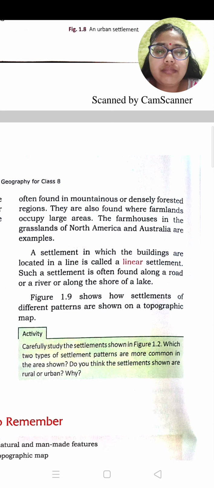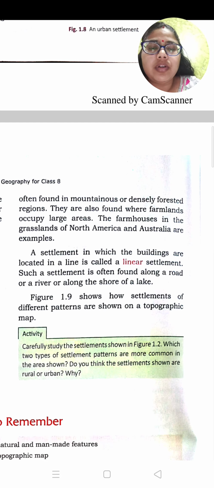Okay, so a settlement in which the buildings are located in a line, अगर एक ही लाइन में बिल्डिंग्स लोकेटेड हैं, then the settlement is called a linear settlement. Such settlement is often found along a road or a river or along the shore of a lake. ठीक है, तो एक लाइन में लगे रहेंगे बिल्डिंग्स, then that kind of settlement is called a linear settlement. So that type of settlement can be found near a road or on a river or the shore of a lake.